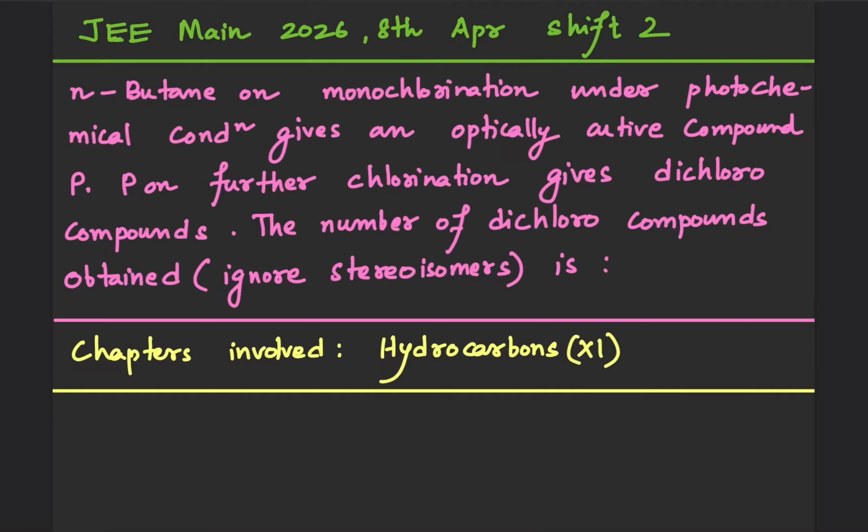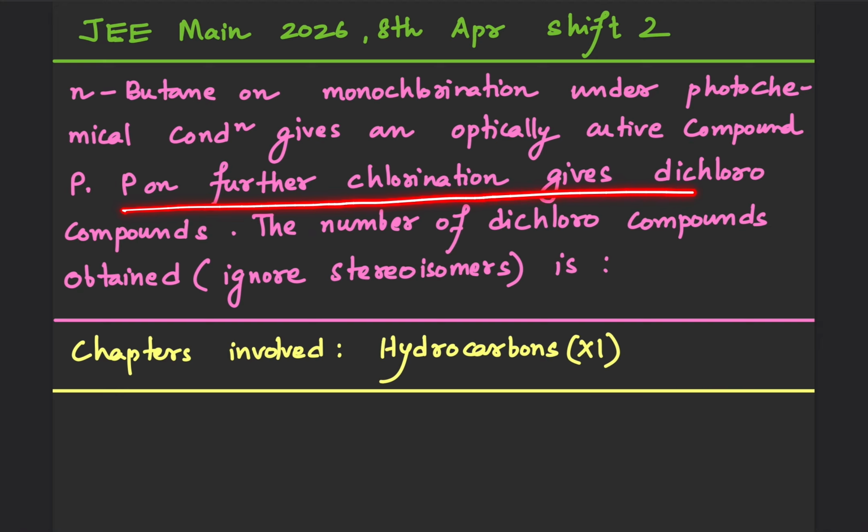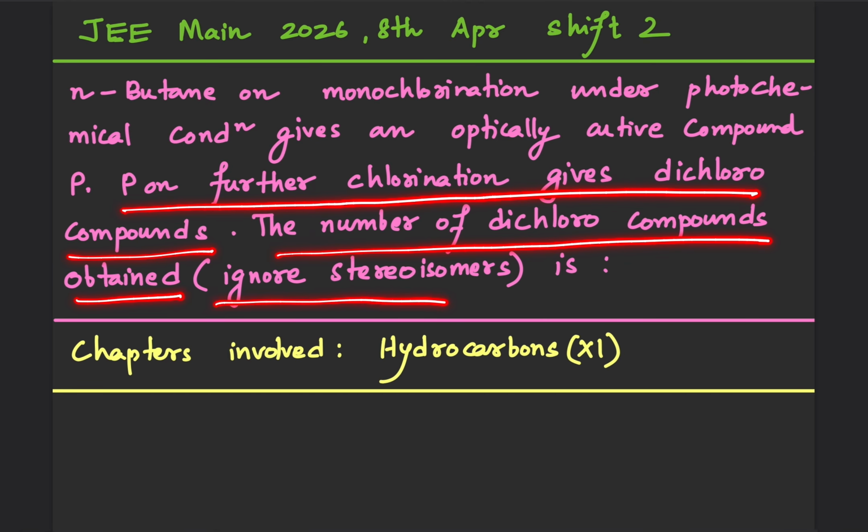Hello everyone. So this is a question from JEE Mains 2026 8th April Shift 2. N-Butane on monochlorination under photochemical condition gives an optically active compound P. P on further chlorination gives dichloro compounds. The number of dichloro compounds obtained, ignoring stereoisomers.